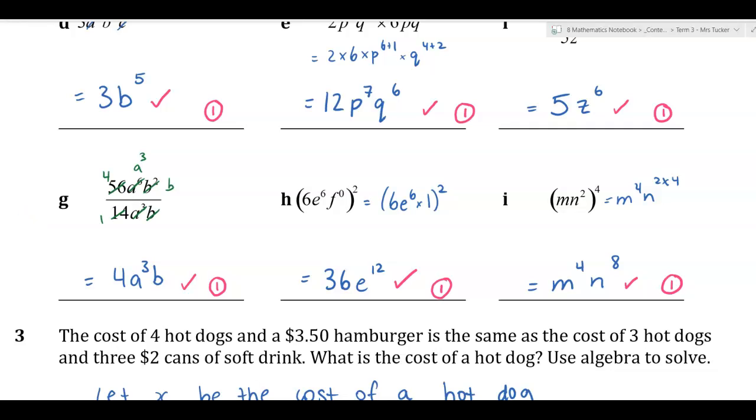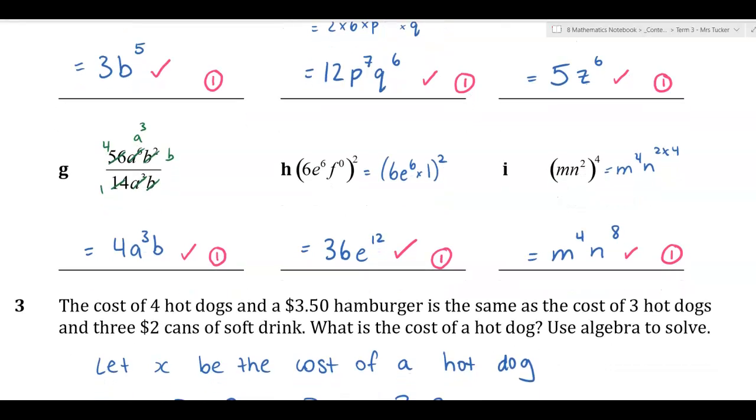Okay, question 3. The cost of 4 hot dogs and a $3.50 hamburger is the same as 3 hot dogs and 3 $2 cans of soft drink. What is the cost of a hot dog? So you get, let x be the cost of a hot dog. That is a point.